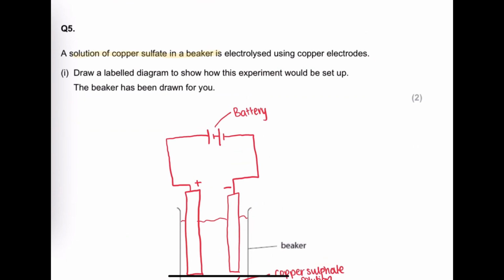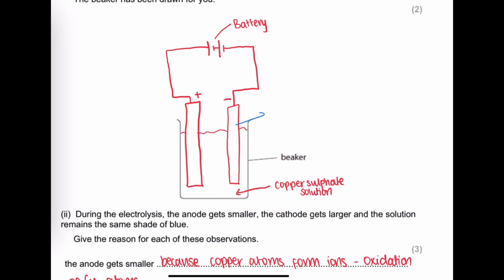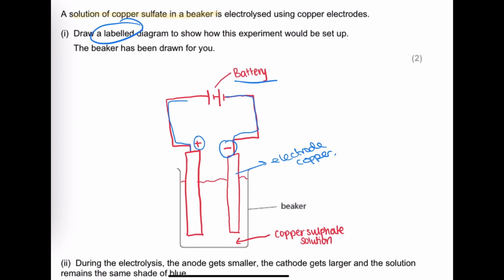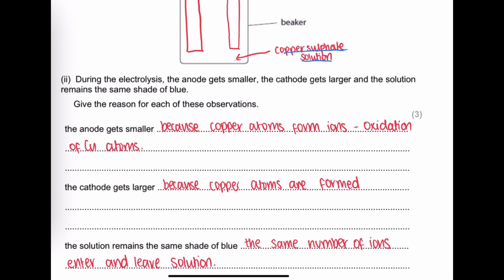Question 5. A solution of copper sulfate in a beaker is electrolyzed using copper electrodes. Draw a labeled diagram to show how this experiment would be set up, and a beaker has been drawn for you. Over here you can see that we have drawn the electrodes, and these are all made out of copper. And then we have a positive and a negative. This is always going to be connected to a battery supply, which is labeled. They specifically said that we need to label, so make sure you label all of them. And then you can see that this is put in a solution, which is the copper sulfate solution.